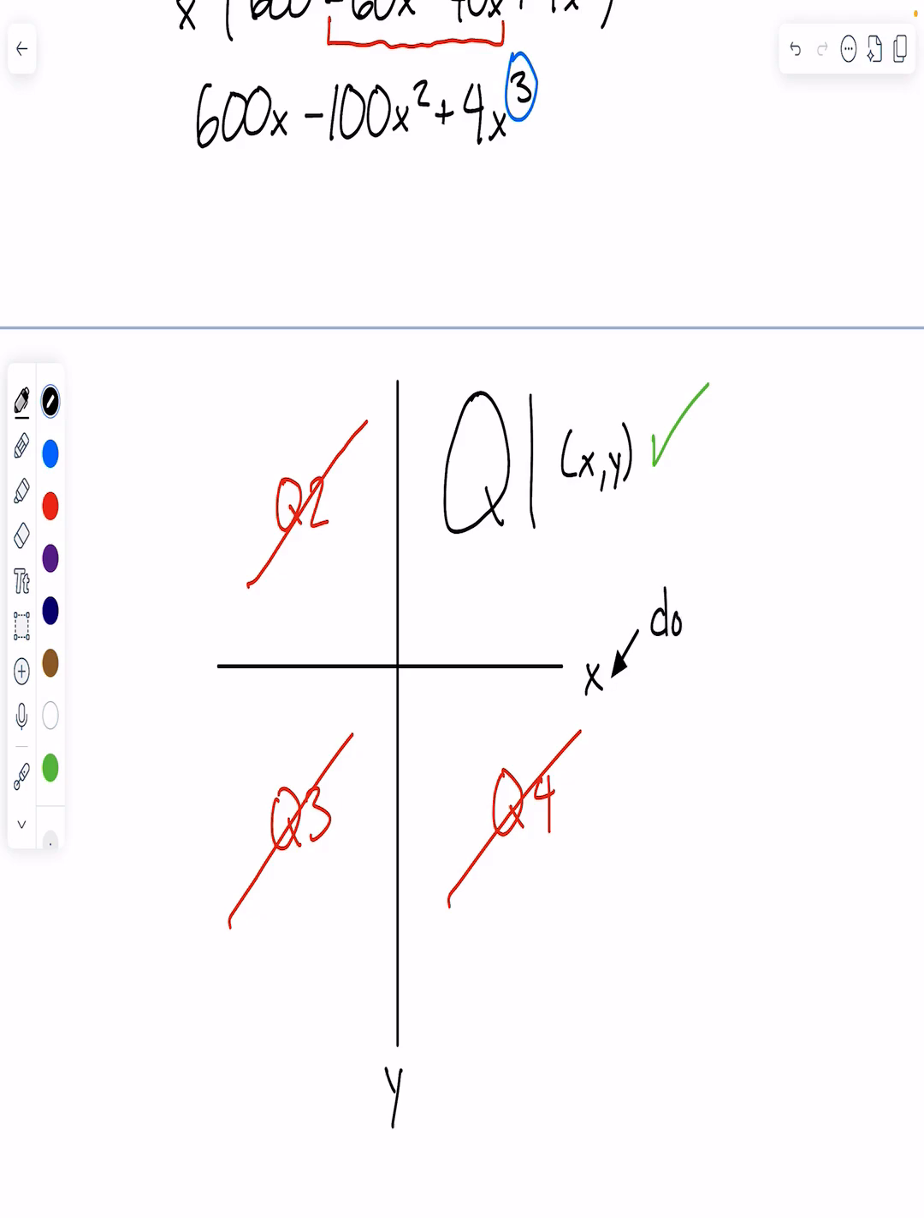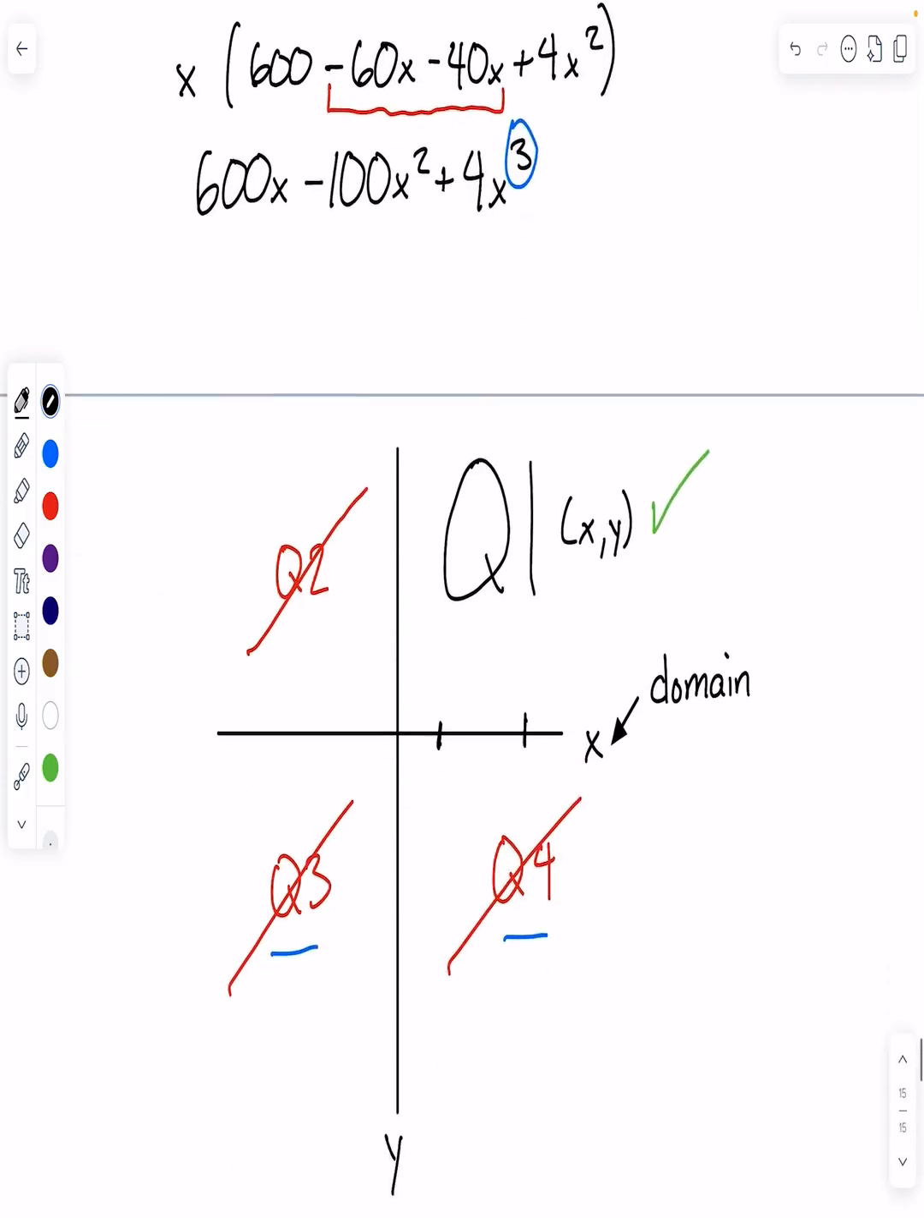So if domain is only asking for X values, at what point do I no longer have a positive X value? I no longer have positive X values in quadrants 3 and 4. So I only care about when I have to cross the x-axis. Well, if I only care about when I cross the x-axis, that would just be my 0 points, right? So let's figure out where those 0 points are.